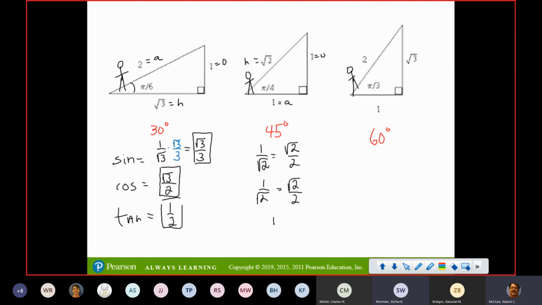60 degrees. I have a quick question for... Yes. The pi over 6. Why did you make the root 3 the hypotenuse and not the 2?